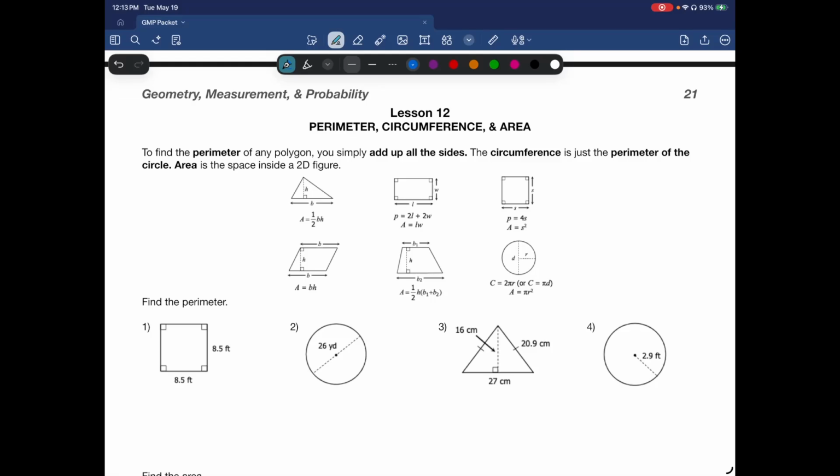All right, guys, lesson 12. We're talking about perimeter, circumference, area. Perimeter is just adding up all the sides of a polygon. All right, nothing crazy about it. Circumference is just the perimeter of a circle, and the area is the space inside of a 2D figure.